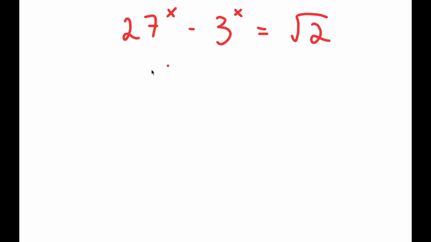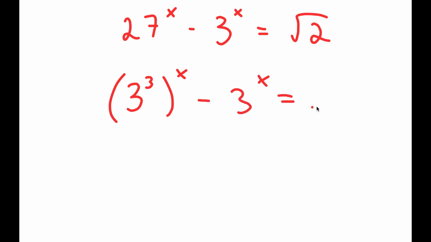Alright, so in this video, I'm going to solve the equation 27 to the power of x minus 3 to the power of x is equal to the square root of 2. So to solve this, I'm going to first rewrite 27 as 3 to the power of 3. So I get 3 to the power of 3 to the power of x minus 3 to the power of x is equal to square root of 2.